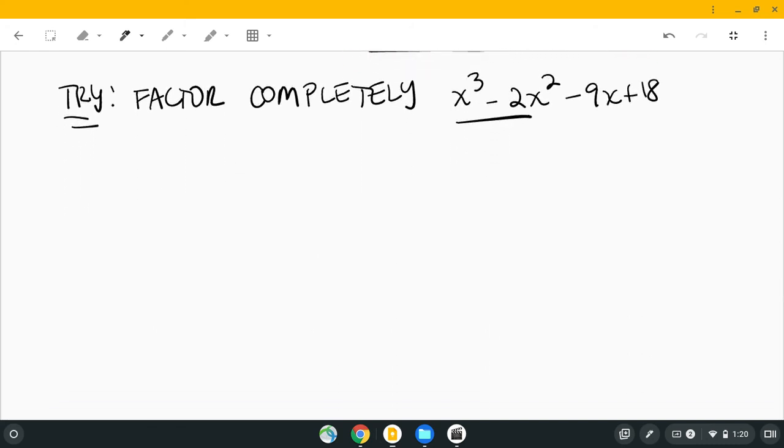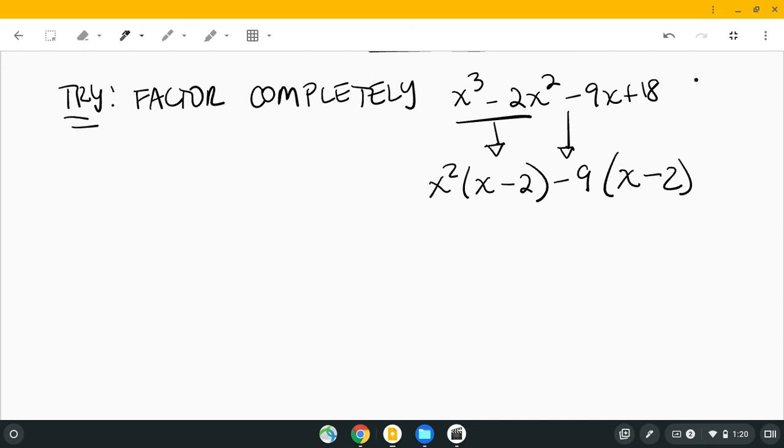Okay, so from this first group, they have x squared in common. So I will have x minus 2. Here, this is a negative. So very important that you use negative there. And I'm going to factor out a negative 9. And then here, negative 9 times x is negative 9x. And then negative 9 times negative 2 will give me the positive 18 that I want in here.